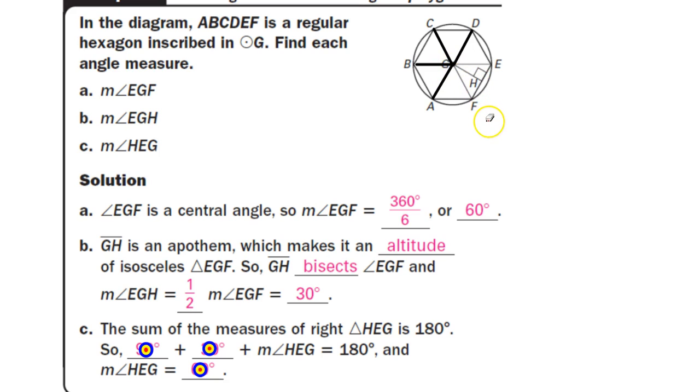Okay, so we could answer that 2 ways. One, we could look at it, okay, this is a right triangle, and we just discovered that this is 30 degrees and this is 90. So 90 plus 30 is 120, 120 from 180 is 60, so this angle must measure 60 degrees.